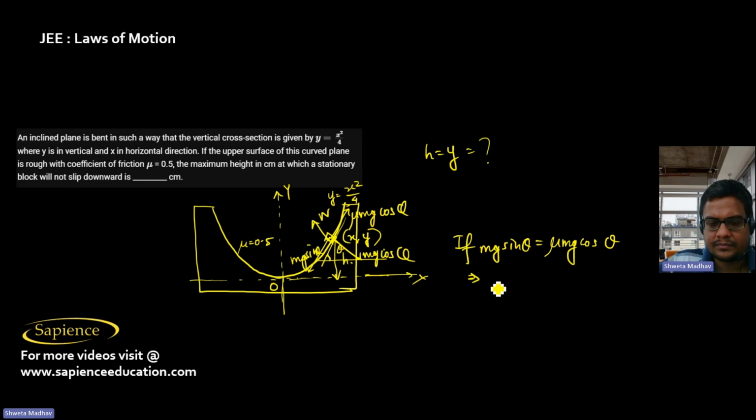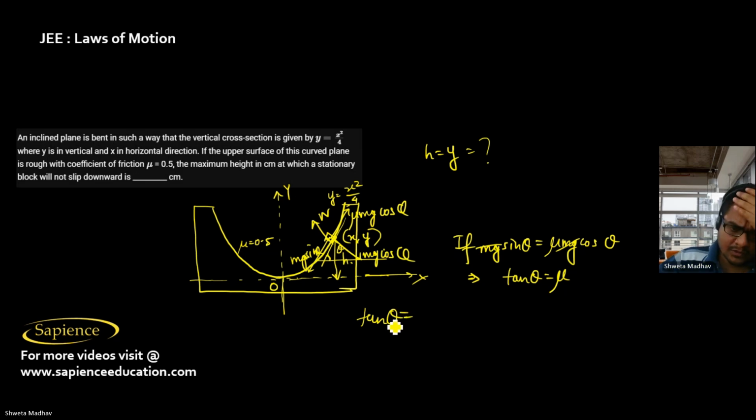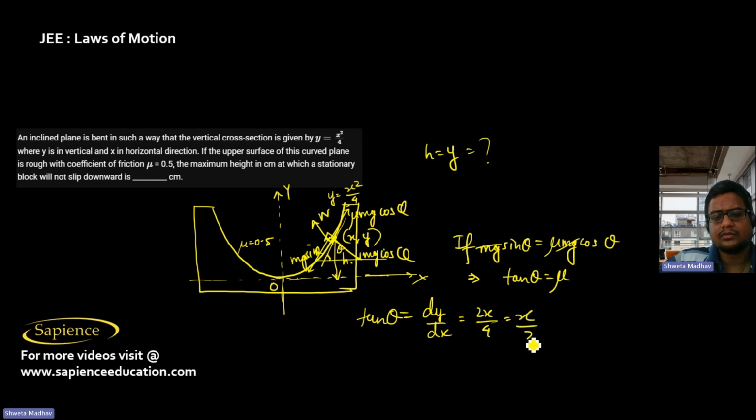Okay, so then mg will cancel. So tan theta will be equal to mu. So tan theta we can say that is equal to dy by dx. Dy by dx will be equal to 2x by 4, that is equal to x by 2. So now x by 2 should be equal to mu. So therefore x will be equal to 2 mu, that is equal to 2 into 0.5, that is equal to 1.